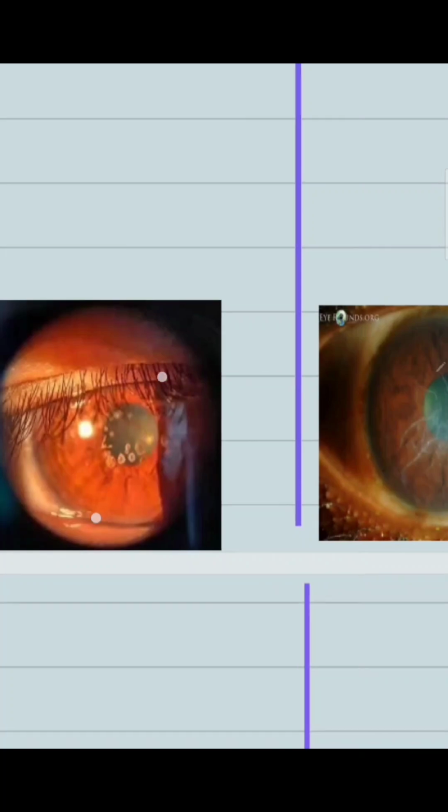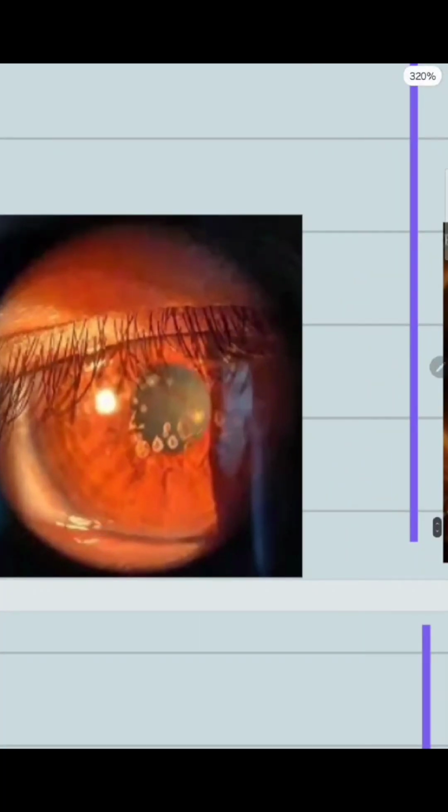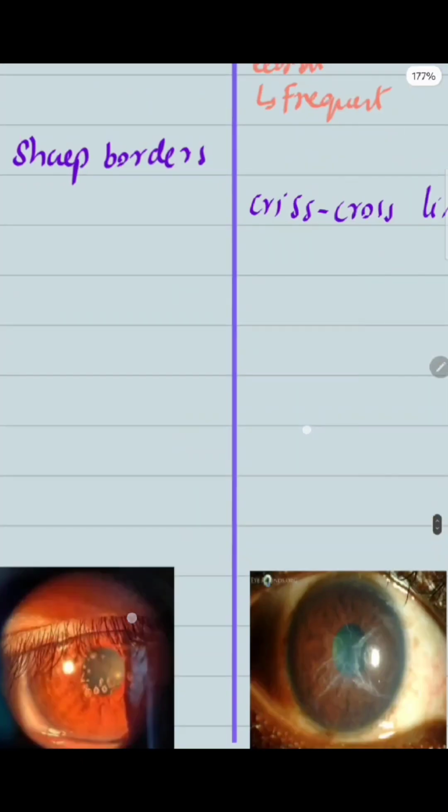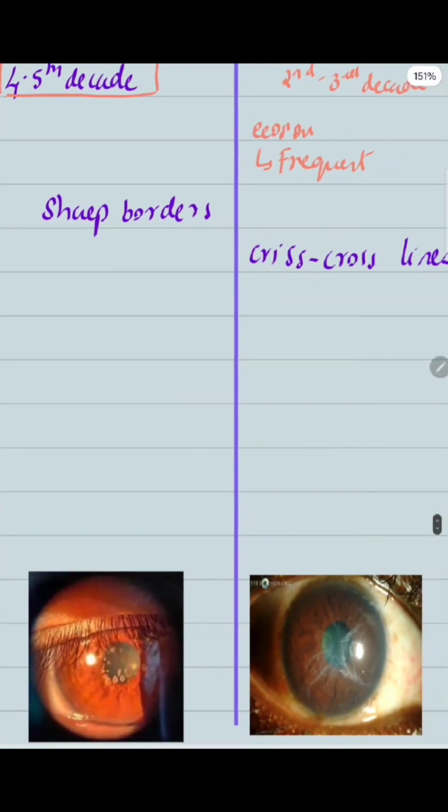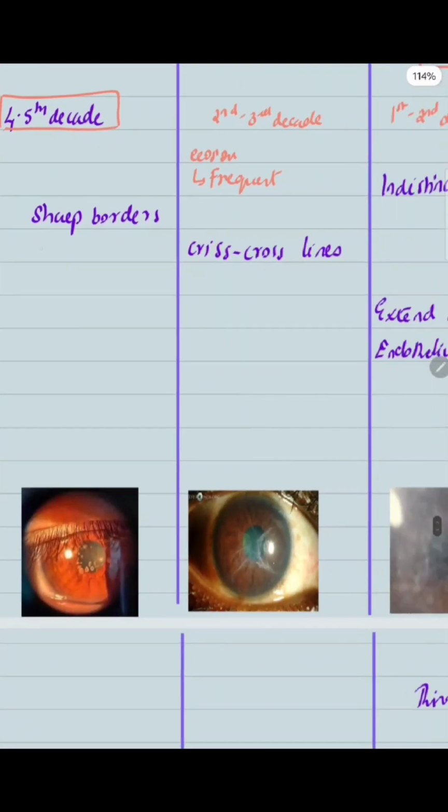In the early stages this intervening stroma is clear, but later on it can become hazy, and there is a clear limbal zone between the lesion and the limbus. There is a clear zone. Sharp discrete borders with intervening clear space and limbal clear zone, that is granular.